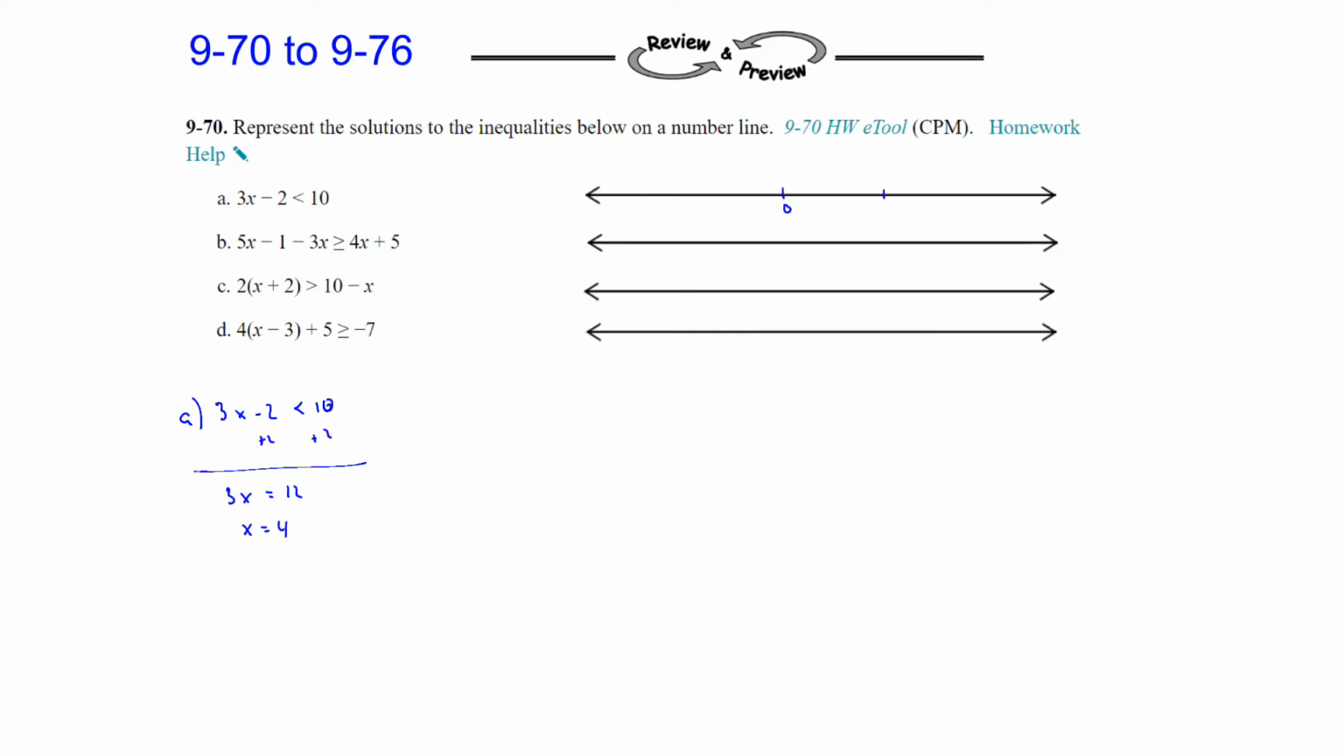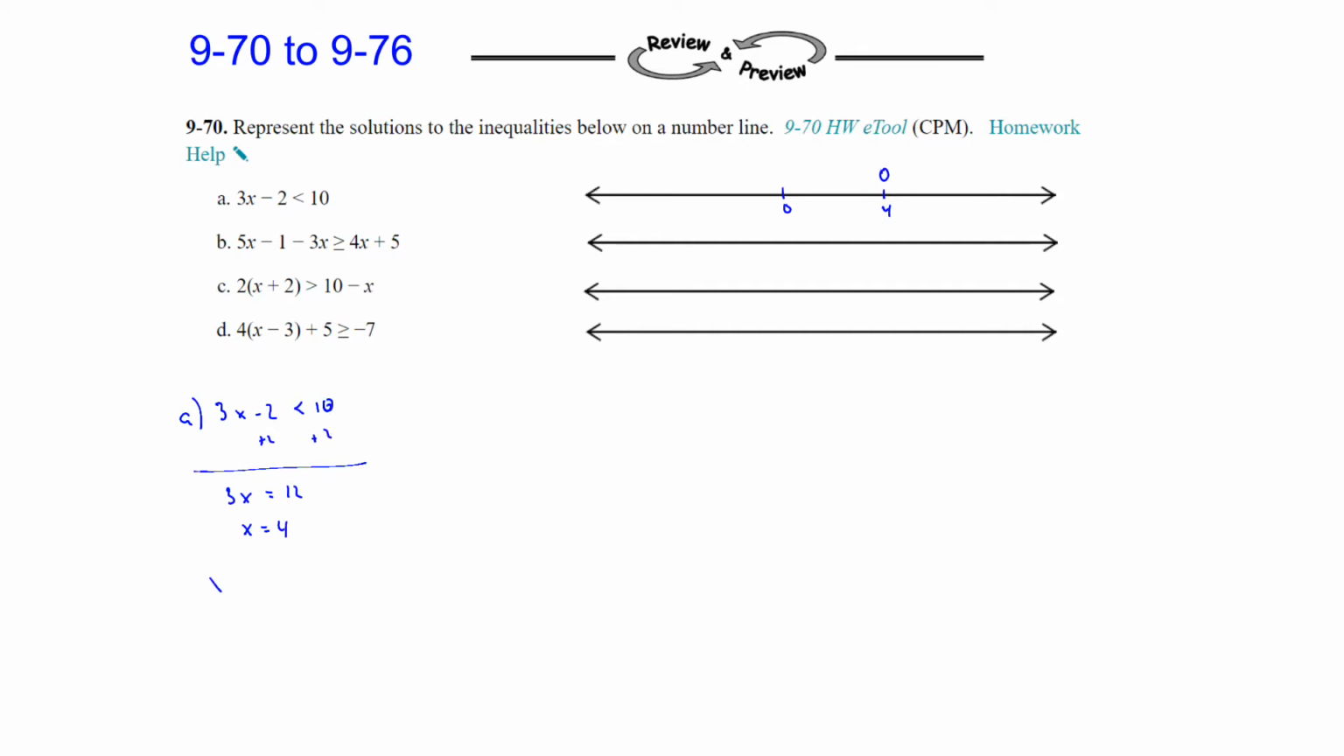So on our number line, at 4, we have to decide: is 4 part of the solution or not? Because it's not equal to, it's just less than, we need to do an open circle at 4. And now we need to figure out, are we going to shade to the left or to the right? What are our solutions that we're looking at?